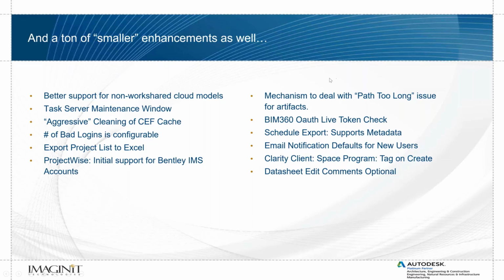I mentioned ProjectWise. People have encountered for a while the occasional path too long issues where we build up an artifact path and a project path and a long file name and then a long DWG file underneath that. We've got a mechanism to shorten the path significantly that's available now as well. There's also a live check on your tokens, just to see exactly what Forge can show you in terms of your tokens in BIM 360, especially if you've had your Clarity service account removed from a partner hub or something like that. That's worth seeing there.